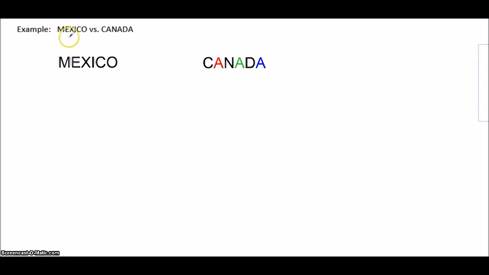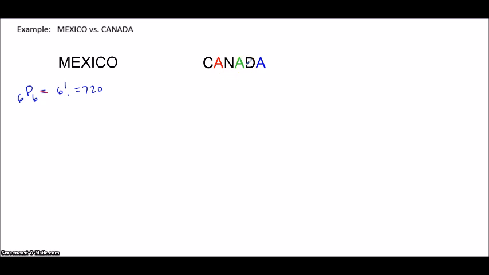Let's take a look at Mexico versus Canada. If we're going to rearrange the letters in the word Mexico, well, we would use the multiplication principle or permutations. It's going to be 6 letters that we're going to arrange 6 at a time. In this case, we'll get 6 factorial, which would be 720. There are no repeated letters here, so we don't have anything to worry about, and we'd have 720 different arrangements of the word Mexico. Now for Canada, first there are 6 letters here, but we know there are 3 A's.